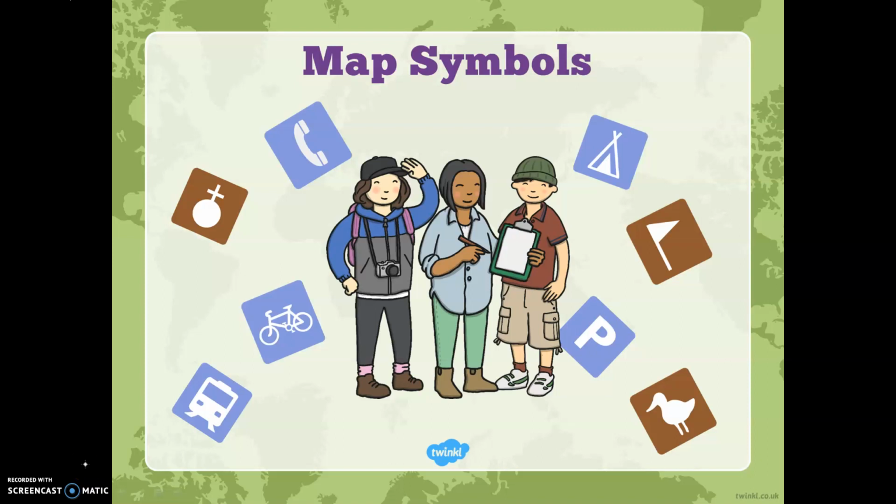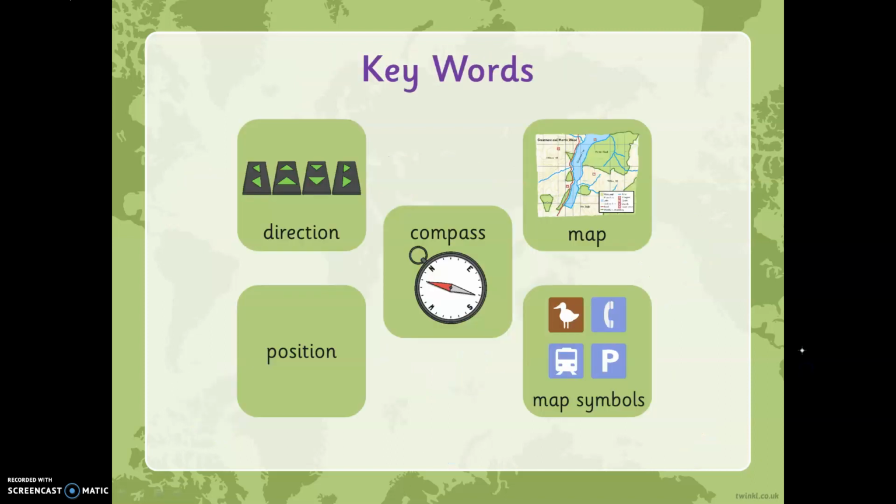Hello, children. Today we will be learning about map symbols. Starting off with the keywords. Some of these you already know, such as direction, compass, and position. So today we will be learning more about map and map symbols.